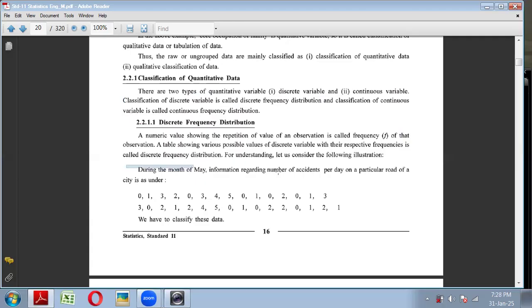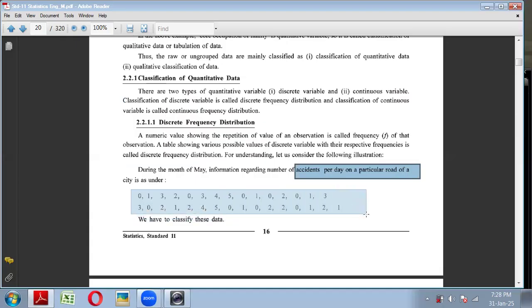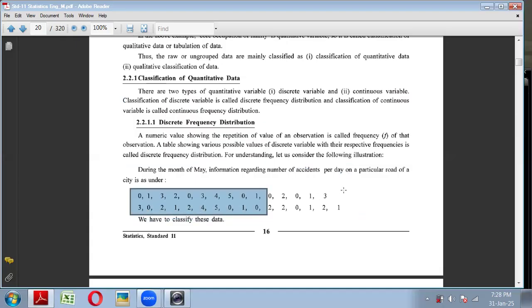यहाँ पे एक एग्जांपल दिया है कि how many accidents per day are occurring on a particular road of a city. There is one particular road, and how many accidents per day on that road is taking place. So here the data is given. Now this is the raw data or ungrouped data, right? We have to classify this 0, 1, 3, 2, 0.